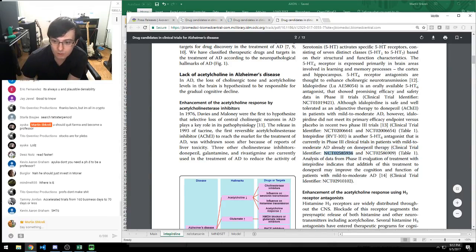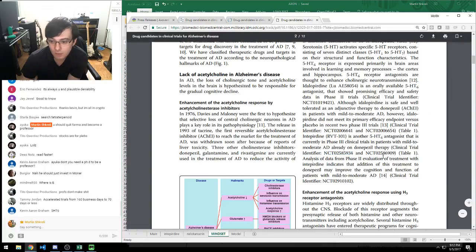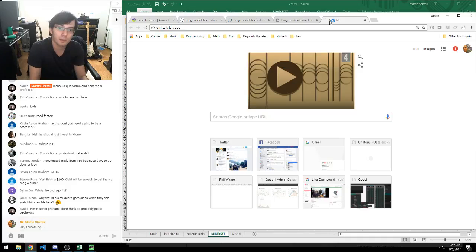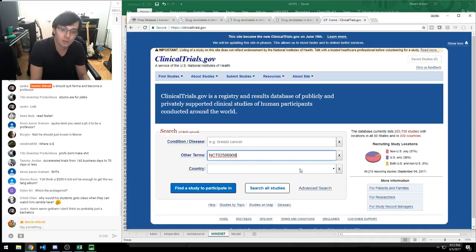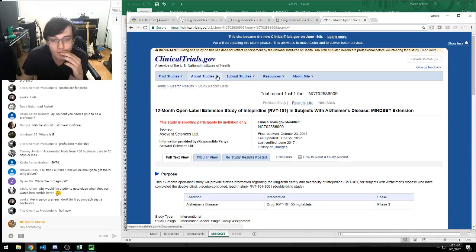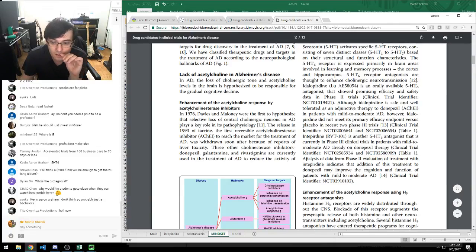So there's 2 clinical trial entries here. We have Mindset, which ends in 934, but we don't have this one. So let's take a quick gander. I think it's the open label extension study. Yeah, it's a 12-month open label study. So basically after you go into the Mindset, you can do the extension study.